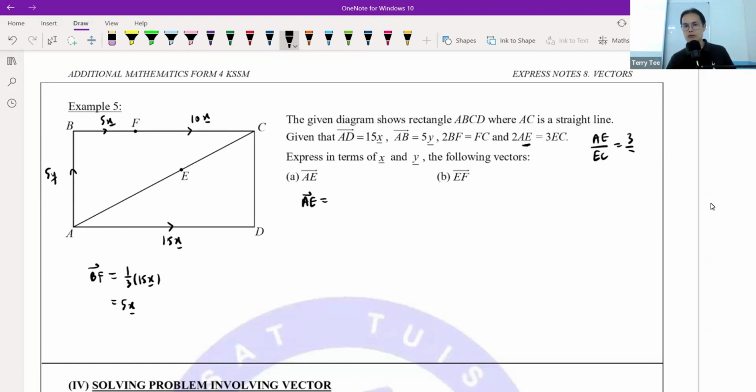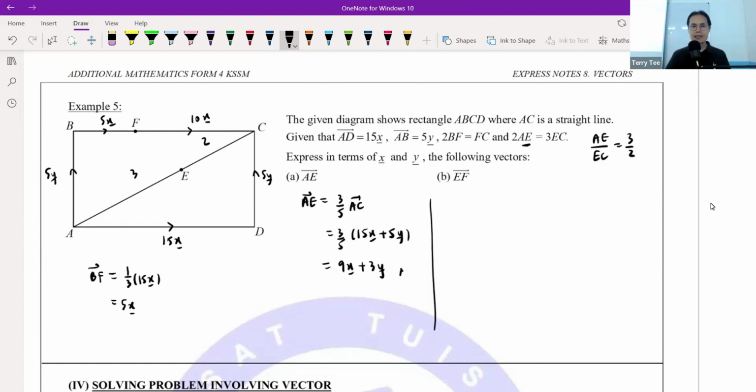AE:EC is 3:2. That means this is 3, this is 2. So your AE is 3/5 of AC. We need to find AC first. For AC, because this is a parallelogram, a rectangle, in a way it's a form of parallelogram, we can copy your 5y and paste it over here. So your AC will be 15x plus 5y. And when you times inside, cancel, this should be 9x plus 3y. So I got my first part.